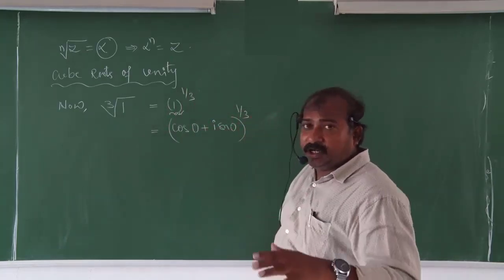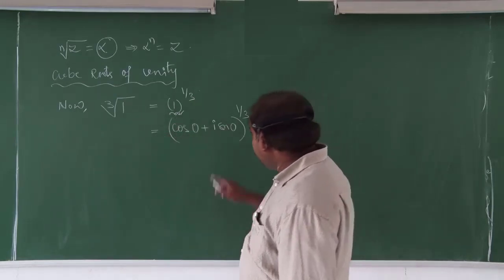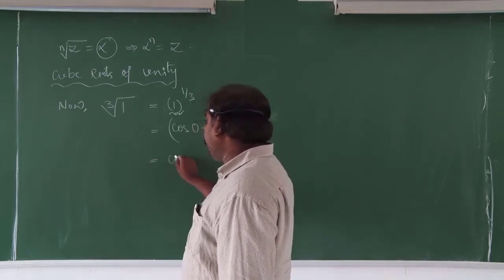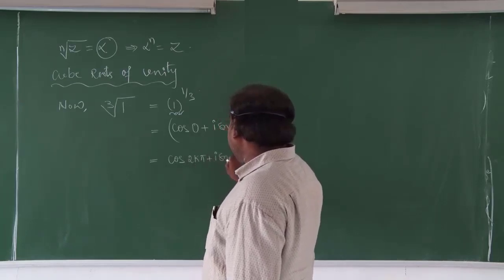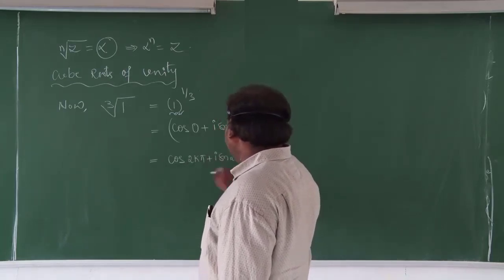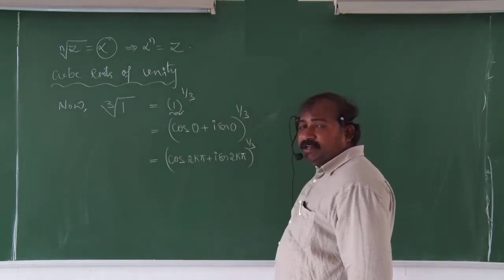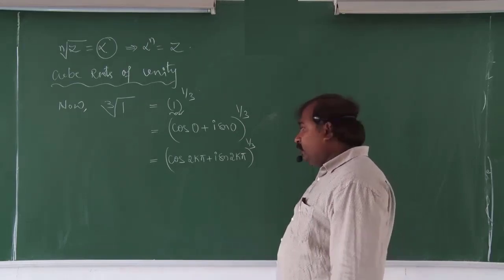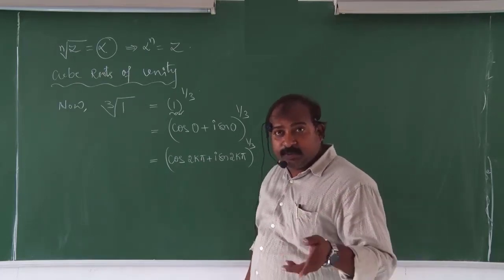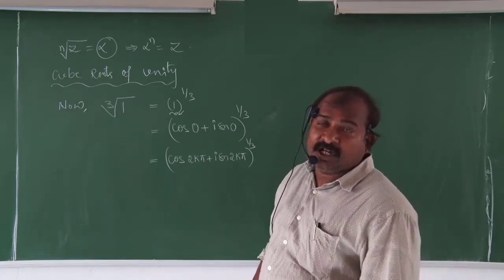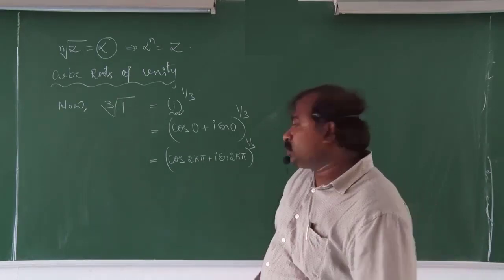Then, in order to apply De Moivre's theorem, I write this value as cos 0 plus i sin 0. Now this is equal to (cos 2k pi plus i sin 2k pi) whole power 1 by 3. Can I write like this now? Since the cos and sin functions are periodic functions, after 2 pi you will get the same value. Cos theta, cos of 2 pi plus theta is also the same thing. Cos of 4 pi plus theta is also the same, cos of 6 pi plus theta also the same. Since they are periodic functions, I can write like this.